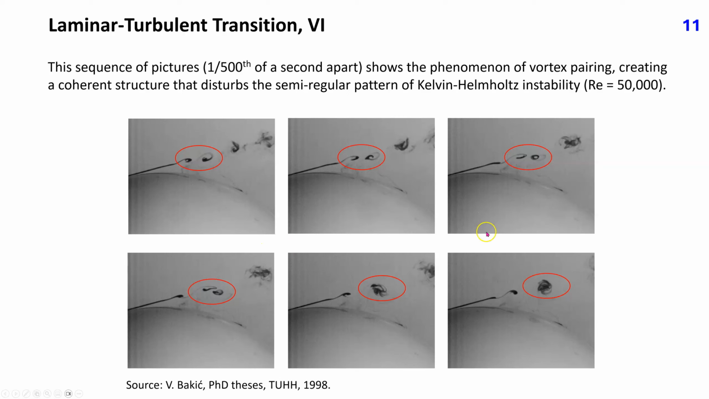This sequence of pictures, 1/500th of a second apart, shows the phenomenon of vortex pairing, which creates a coherent structure that disturbs the semi-regular pattern of Kelvin-Helmholtz instability at a Reynolds number of 50,000. Instead of moving downstream at a similar speed to the vortices ahead and behind, as shown in the previous slide, one vortex stays at about the same place, waiting for the next one and embracing it. These events happen repeatedly, but not at the same distance in time.